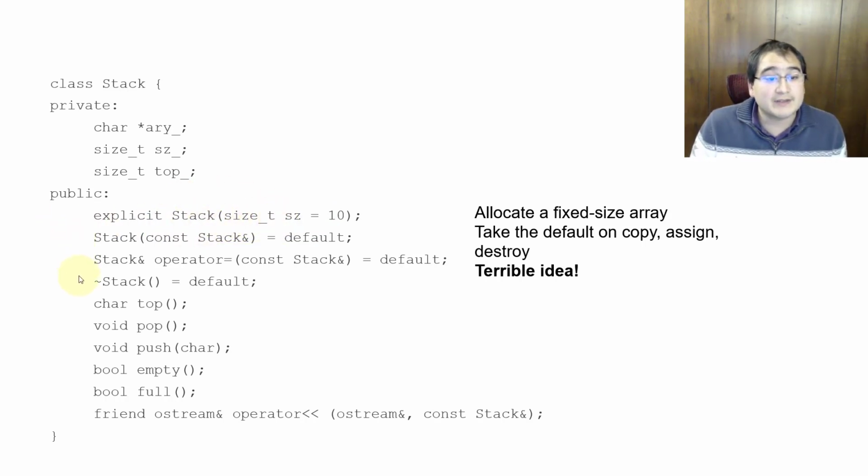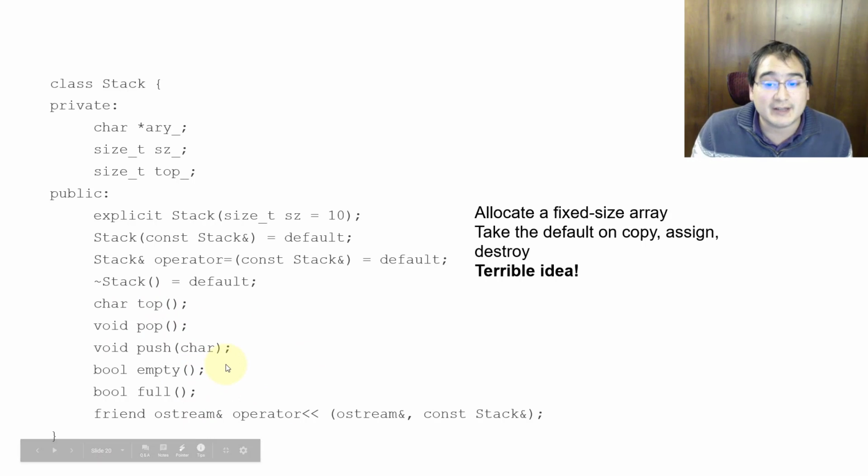All right. Now, what are these next three things? These are the rule of three member functions. And note that I'm saying they're all equal to default. I could have just removed these three lines. The code would do exactly the same thing. And the rest of the member functions are identical to the previous example, at least in their declaration.